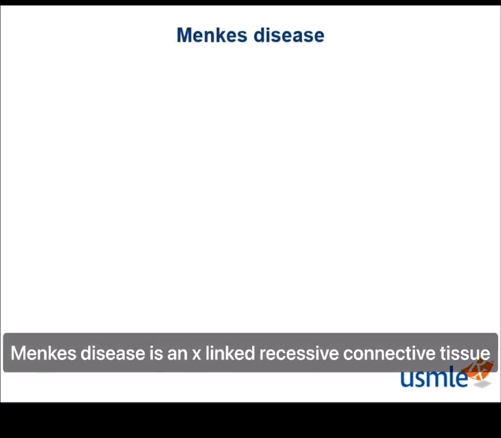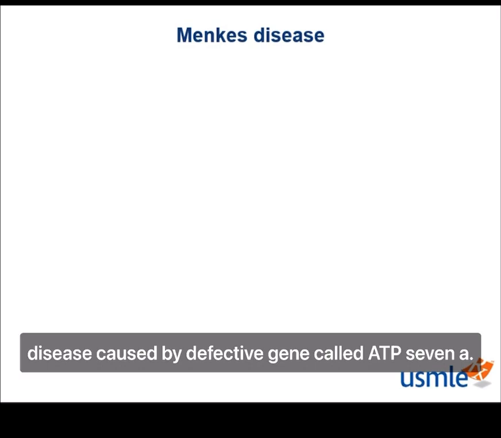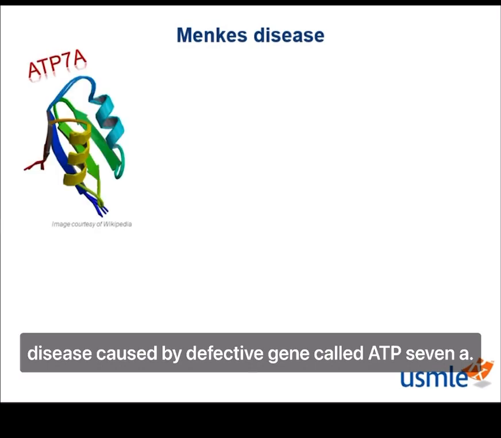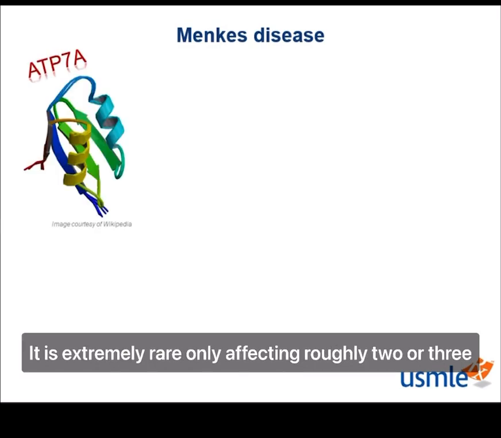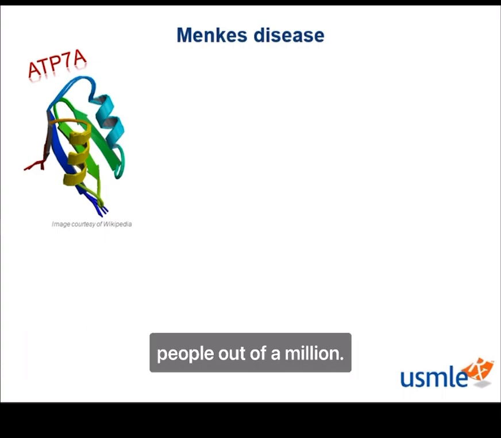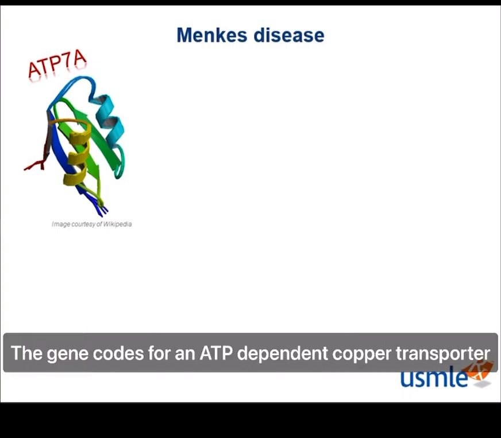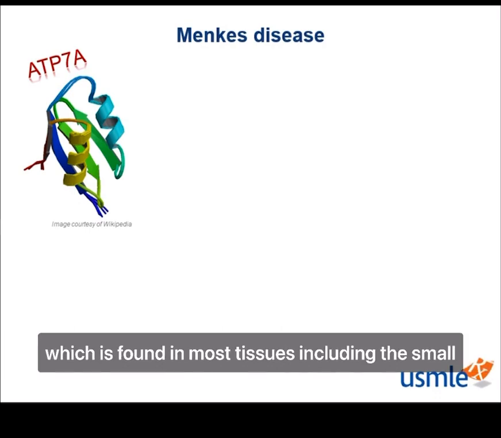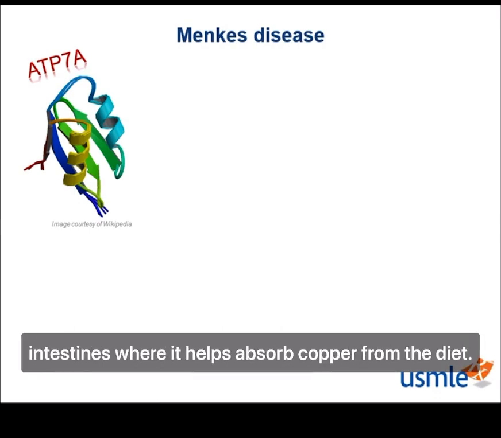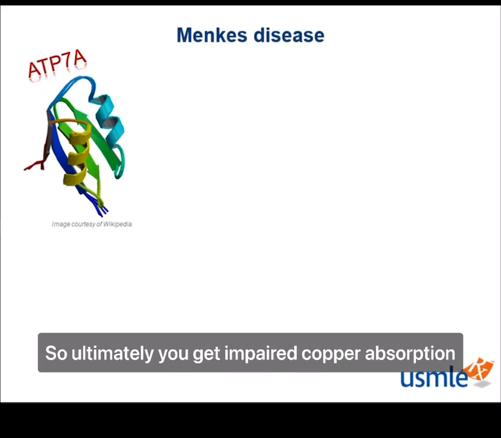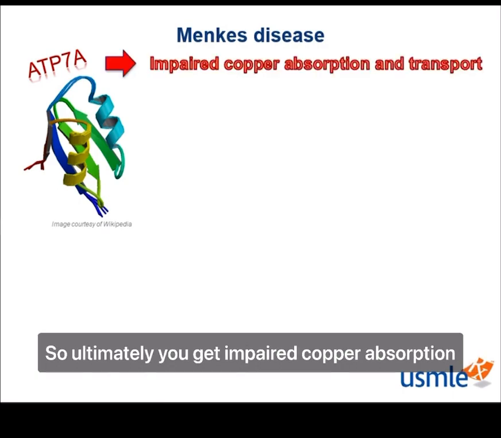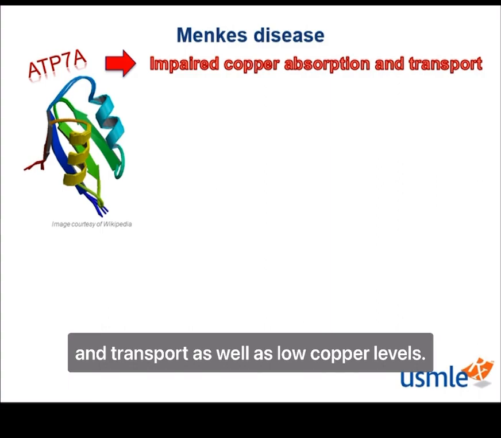Menkes disease is an X-linked recessive connective tissue disease caused by a defective gene called ATP7A. It is extremely rare, only affecting roughly 2 or 3 people out of a million. The gene codes for an ATP-dependent copper transporter which is found in most tissues, including the small intestines where it helps absorb copper from the diet. So ultimately, you get impaired copper absorption and transport, as well as low copper levels.